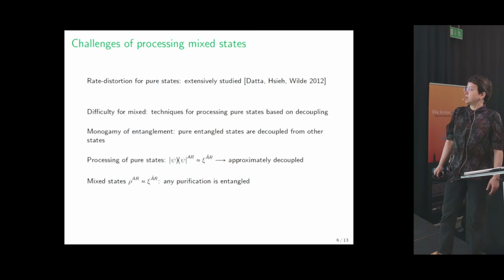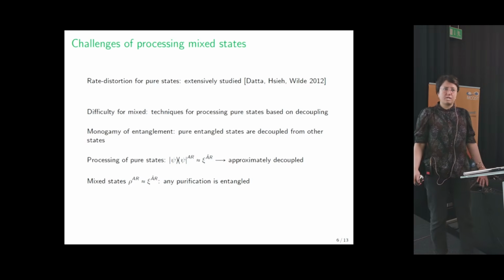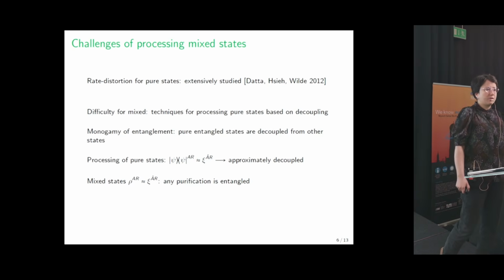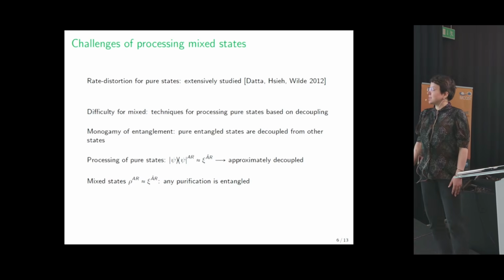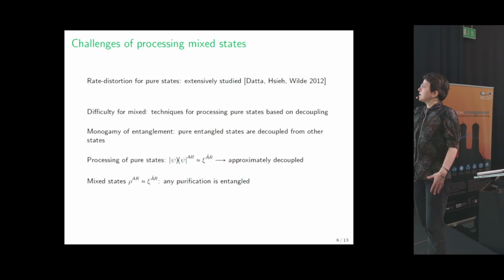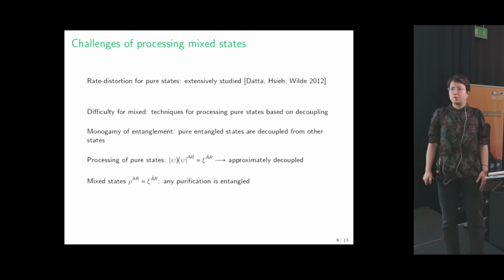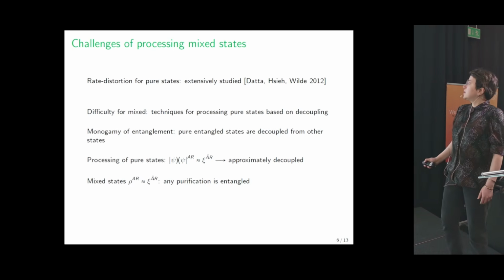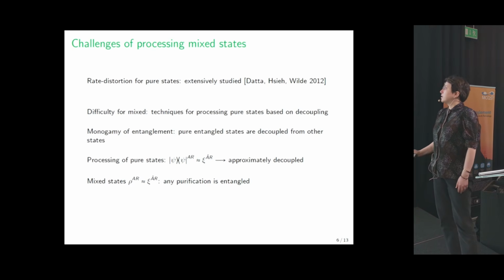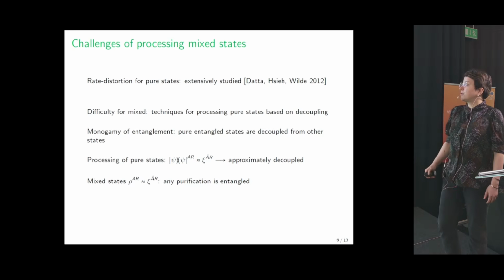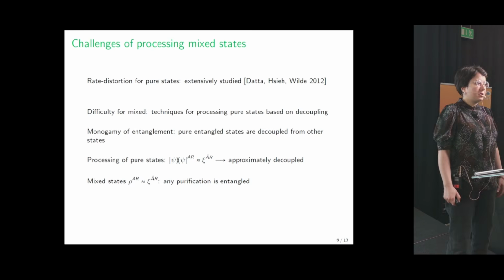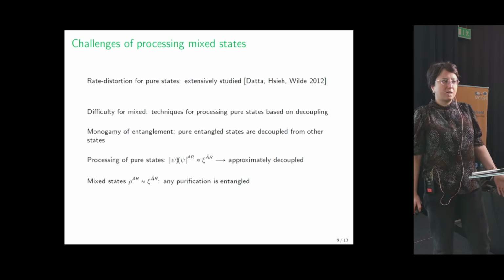So maybe you would like to know: if this is studied for pure states, what are the challenges that we are facing if we consider the mixed state scenario? One of the main basic techniques that we use when dealing with pure states is the decoupling phenomenon. That's coming from monogamy of entanglement. Imagine that we have some pure entangled state. By monogamy of entanglement, we know that this state cannot be entangled with the rest of the world.